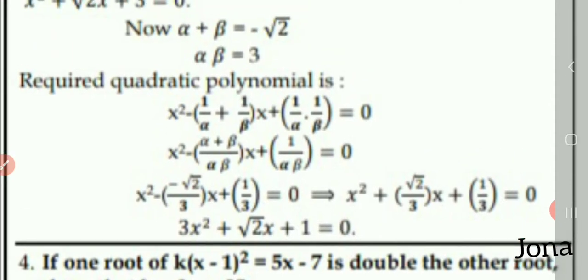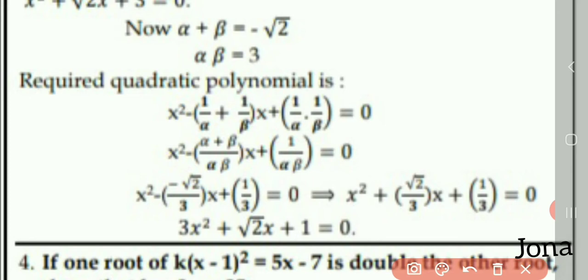Here the required equation is nothing but x square minus sum of the roots, that means 1 by alpha plus 1 by beta, of x plus product of the roots, that means 1 by alpha into 1 by beta, equal to 0. So for this first bracket, if you take LCM, you can simplify this. So cross multiply, so that I will get alpha plus beta divided by alpha beta. Here just we have to multiply, so that 1 by alpha beta.